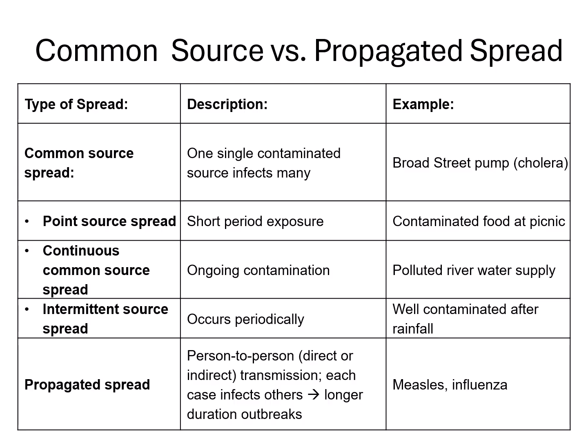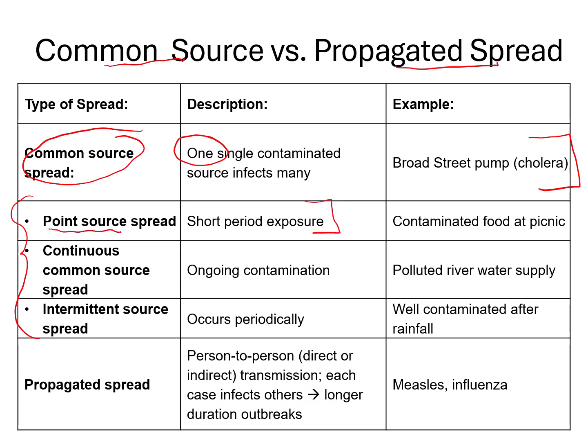This slide compares major types of outbreak spread, and there are 2 major categories: common source versus propagated spread. In common source spread, one contaminated source infects many people. An example could be that single water pump like we saw in John Snow's investigation. Types of common source spread include these 3. In point source spread, the common source exists for a short period of time, less than the incubation period of the pathogen. An example could be a single contaminated potato salad at a group picnic.